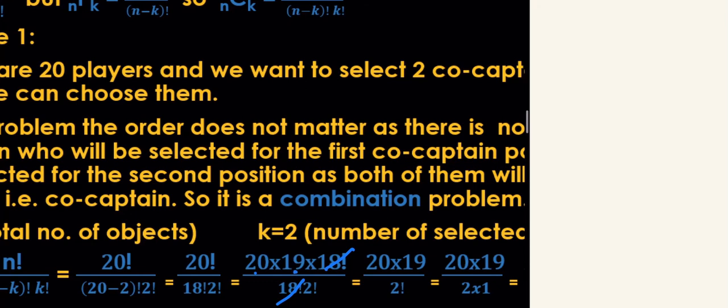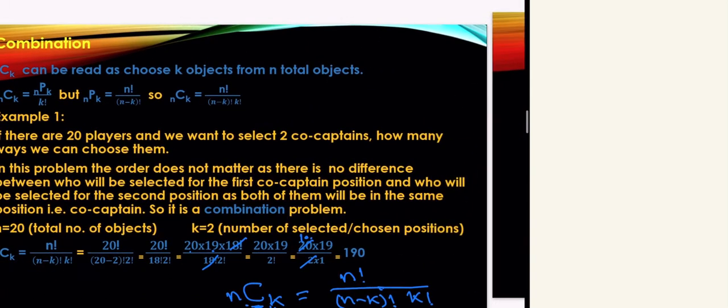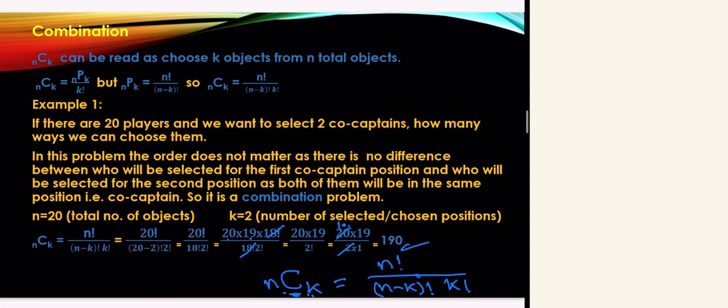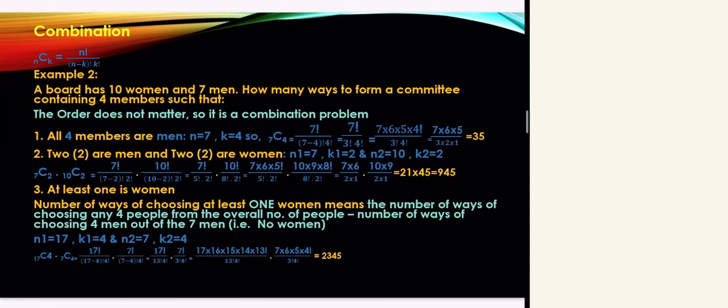2 factorial can be expanded as 2 times 1. It doesn't matter, the 1, I can cancel it. So here I can cancel 2 with 20, equals 10. So 10 times 19, and the answer will be 190. Okay, I hope this is clear, a very simple example, because we already got in touch with it in the previous slide.